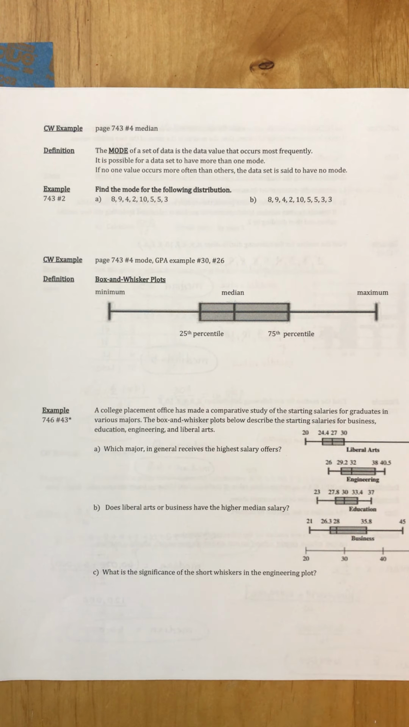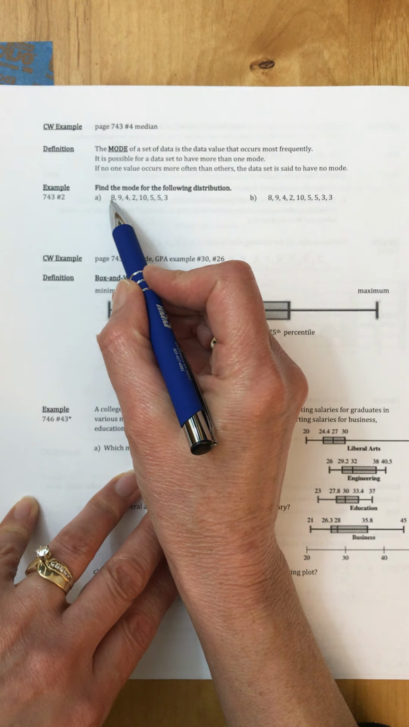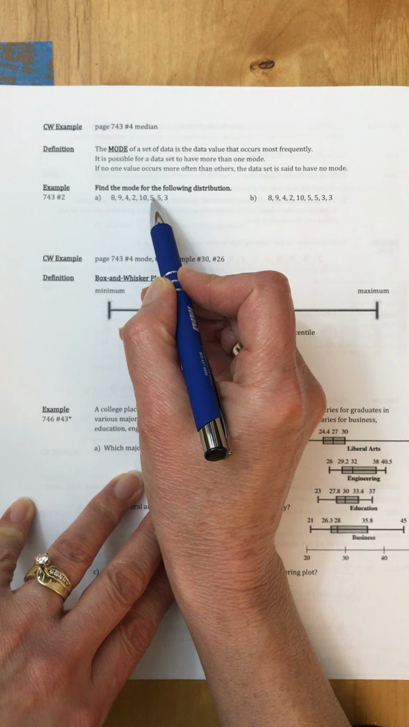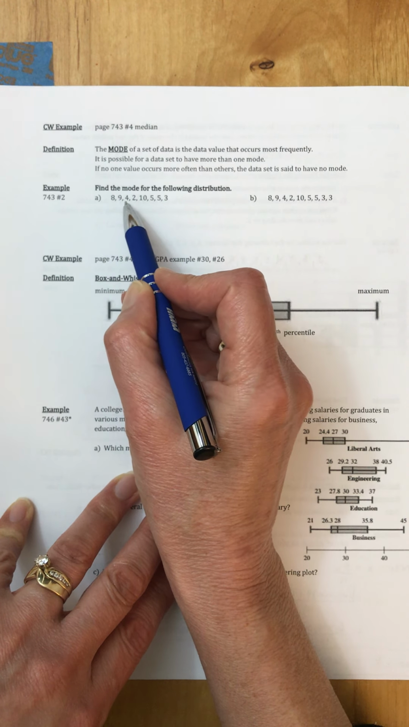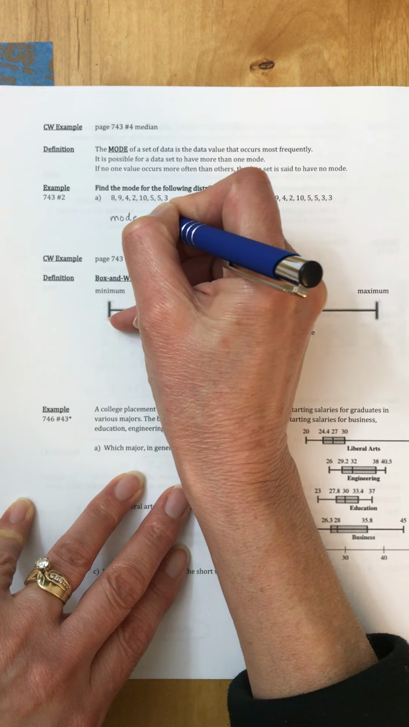Not much of anything. Okay, so it is possible for a data set to have more than one mode. If no one value occurs more often than others, then the data is said to have no mode. So we're going to find the mode for each of the following distributions. When we look at this, we're just going to scan the data and see if anything occurs more than once. Well, I can see 5 occurs more than once. Everything else is just single. So we would say mode equals 5.